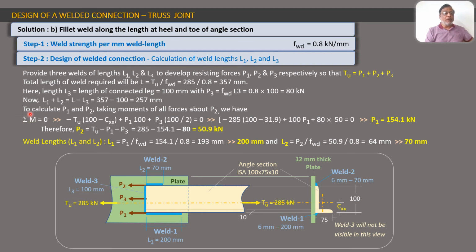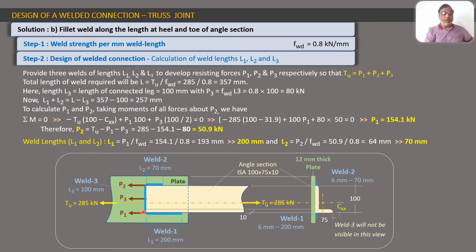Now to calculate the values of P1 and P2, P3 is already known, we take moments of all forces about P2 as already done in part A. But here we have to see that we have got three forces, P1, P2, P3, and the fourth force is TU. So we have to take moments, sigma M equal to 0. See, these moments are to be taken for all the four forces now, not three. So just one force has got added, that is the thing. So let us go ahead.